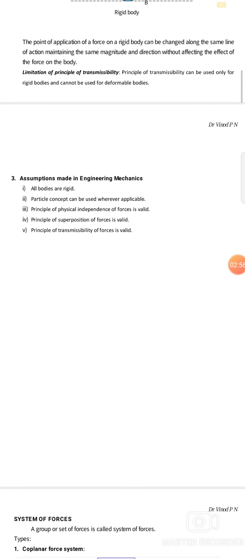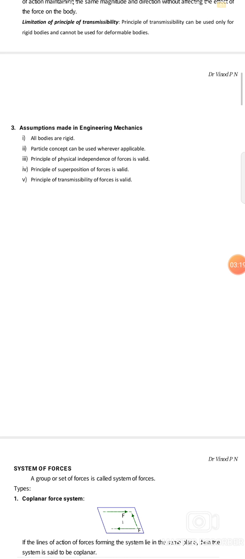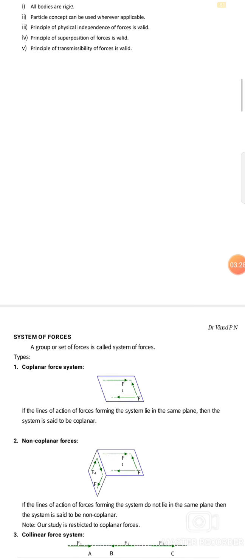Then the assumptions made in engineering mechanics. There are five important assumptions to be remembered. The first one, all the bodies are rigid. That is in engineering mechanics. Particle concept can be used wherever applicable. Principle of physical independence of forces is valid. Principle of superposition of forces is valid. Principle of transmissibility of forces is valid. So all the points we have discussed in the basic concepts of engineering mechanics are considered here as the assumptions.